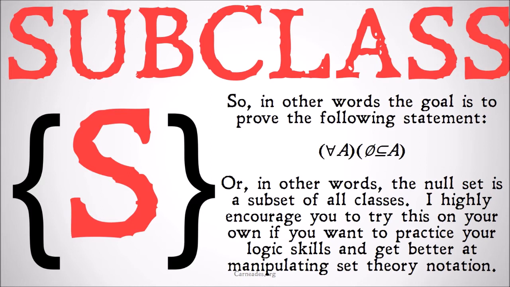So, in other words, the goal is to prove the following statement. For all A, the null set is a subclass of A. Or in other words, the null set is a subset of all classes. I highly encourage you to try this on your own if you want to practice your logic skills and get better at manipulating set theory notation. This one is easier than some of the other long proofs that we've done, so I recommend giving this one a try if you haven't tried one yet. But with that, let's get going.